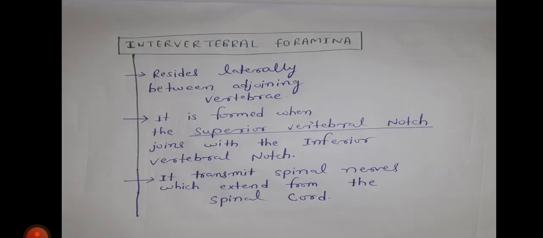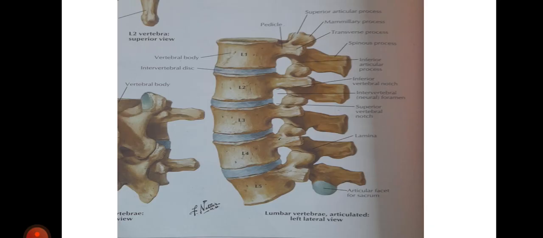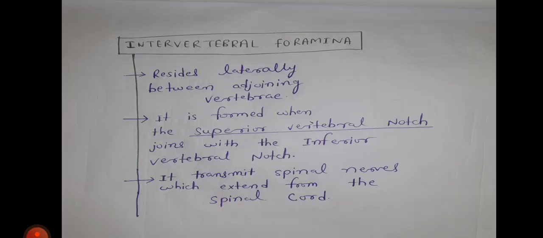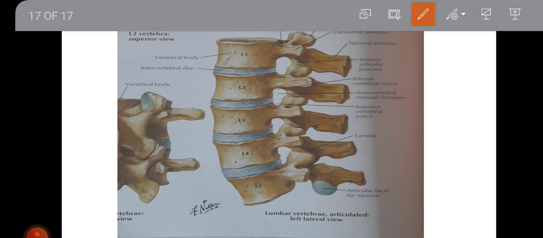Next is intervertebral foramina. Intervertebral foramina reside laterally between adjoining vertebrae. If we see this image, this is one vertebra, this is another vertebra, and this foramen you see, this is lateral view. All these are intervertebral foramina.